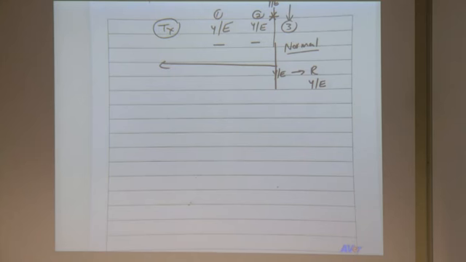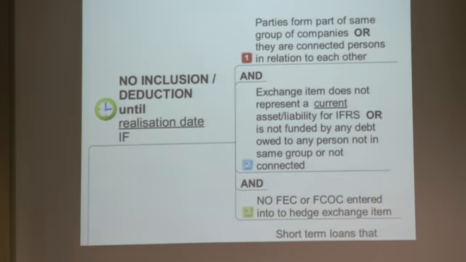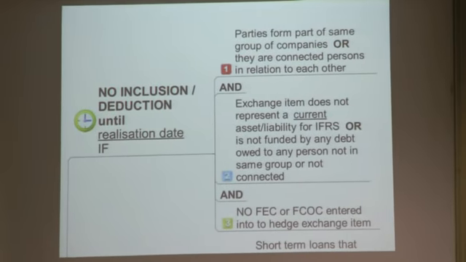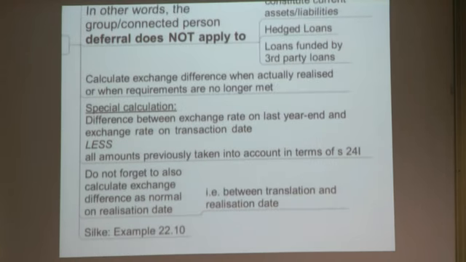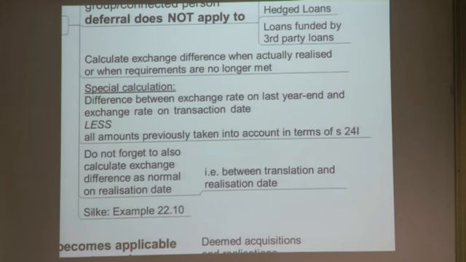Okay, so 24I8 was solely for tax benefit. So I said, you don't do anything, no inclusion, no deduction until realization date if the parties form part of the same group of companies or they're connected person and it's not a current liability or asset and it's not funded by a third party and you don't have a hedging one. Okay? So in other words, the group or connected person deferral does not apply if it's a short-term loan, if it's a hedged loan, or if it's funded by a third party. So you calculate your exchange difference when it's actually realized or when the requirements are no longer met.